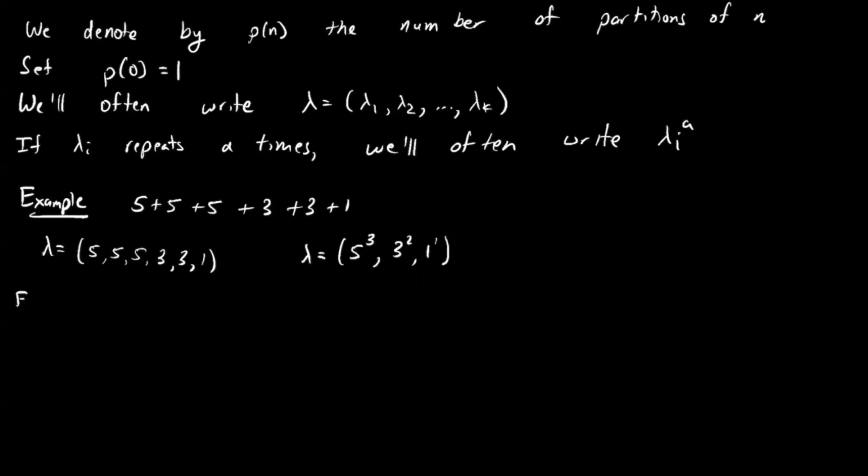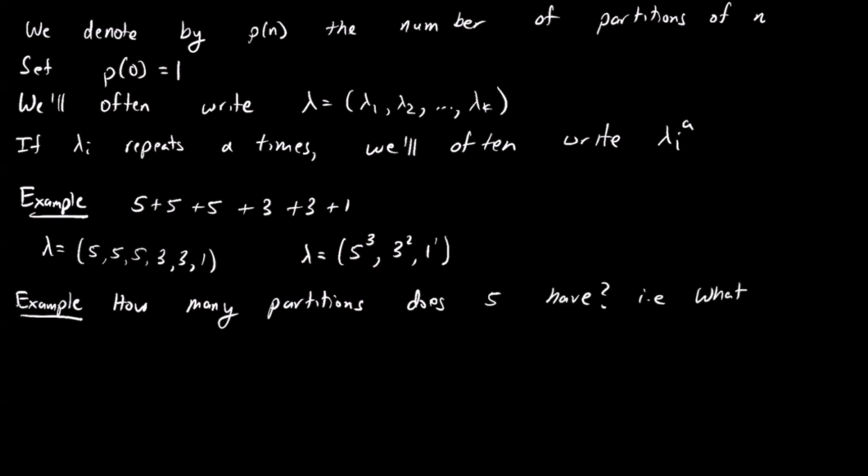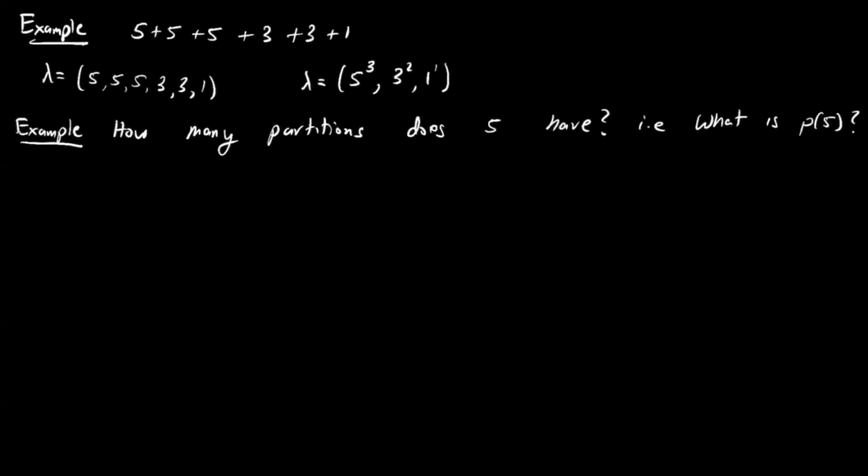Let's maybe look at another example. We can ask the question of how many partitions does 5 have? In other words, what is p of 5? All right, this is a natural question to ask. How many ways can I break 5 up into a sum of smaller natural numbers? And the one thing that I'll notice is, well, right now the only way I have of doing this is just writing down all the partitions.